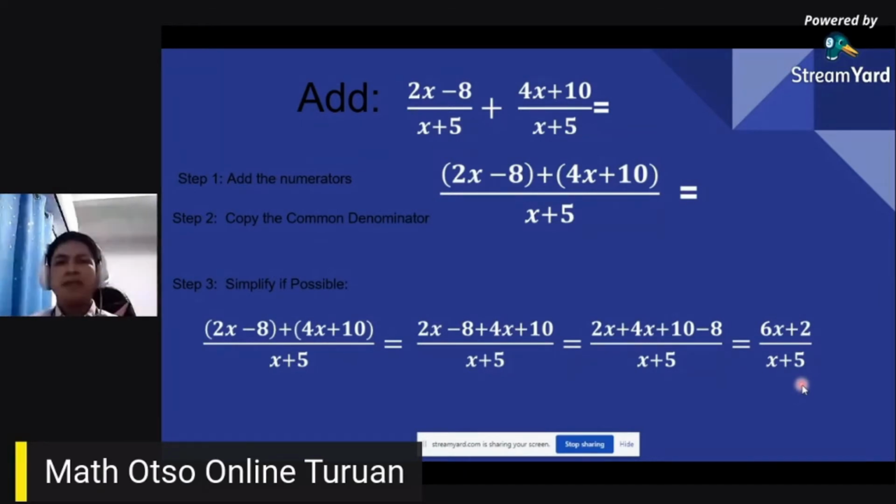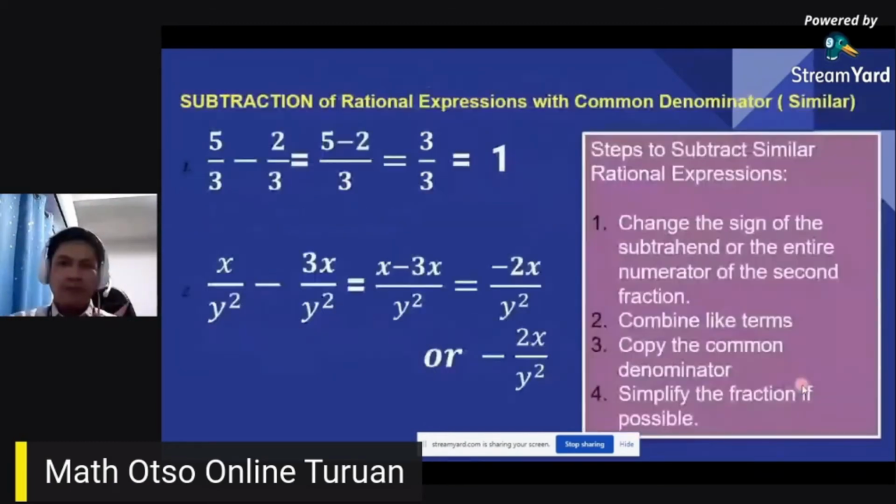So that is all about addition of rational expressions with common denominator. Now, let's proceed to subtraction. Subtraction of rational expressions with common denominator. What could be the difference between subtraction and addition? Let's see. We have here an example: 5 over 3 minus 2 over 3. That is equal to 5 minus 2 all over 3. And then 5 minus 2 is 3 over 3. Simplify, that is equal to 1.